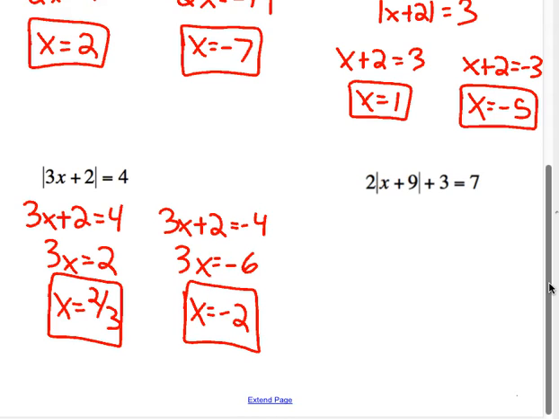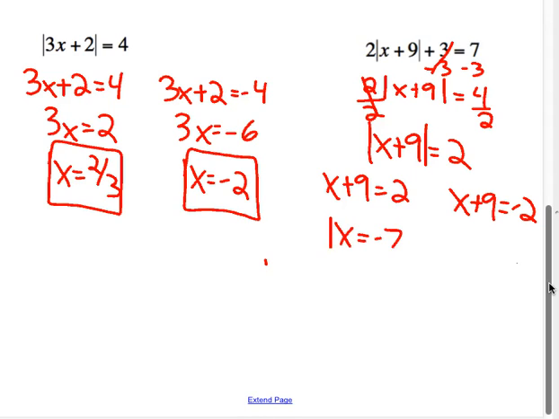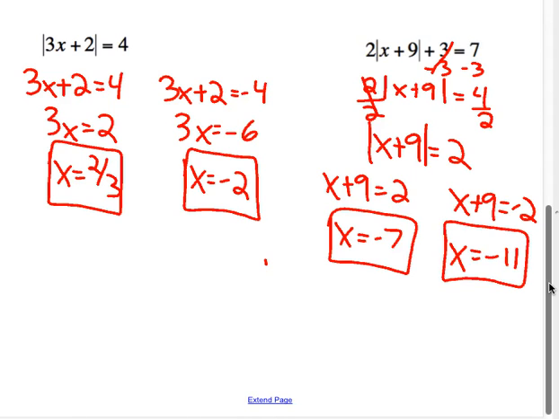And again, the last one emphasizes that idea of isolating the absolute value first. So divide by the 2 now. Now you get your two equations, your positive equation and your negative equation. So you end up with -7 and -11. So again, always be cognizant that when you can solve them, for the most part, you're looking for two solutions.